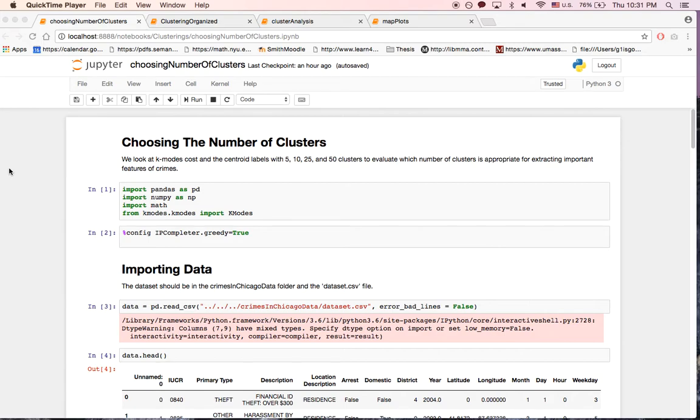So this is a file called choosing number of clusters. This is really the process that you need to go through before making the clusters, because you need to designate how many clusters is appropriate to analyze the data set. So what we realized was that a K-modes clustering algorithm doesn't necessarily have a very general or easy way to determine the number of clusters.